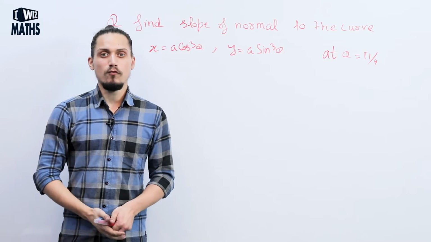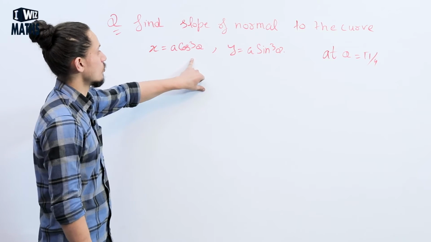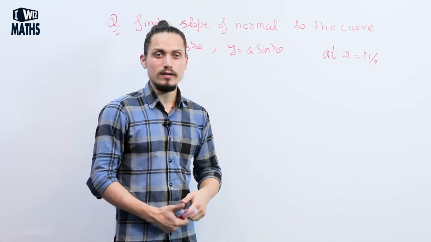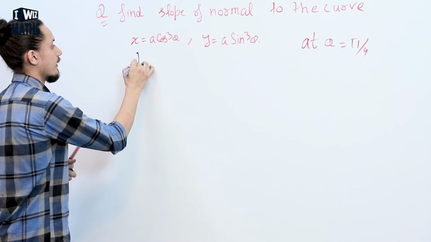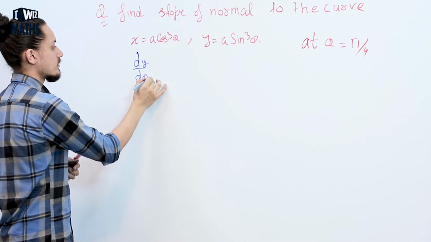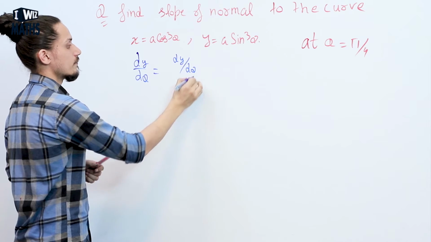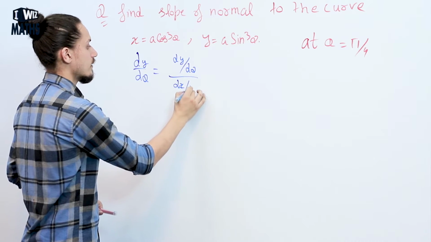Now in this case, we have to find the slope of the normal of the curve x is equal to a cos cube theta and y is equal to a sin cube theta, where theta is equal to pi by 4. Clearly, this is a parametric function, so we have to find dy/dx, which is equal to dy by d theta, because theta is the parameter, divided by dx by d theta.